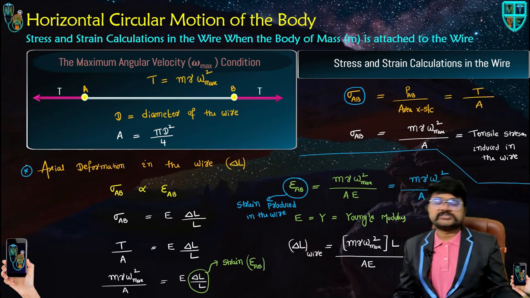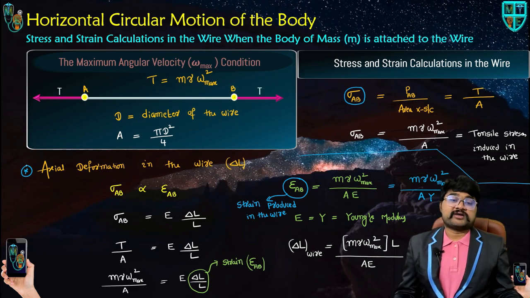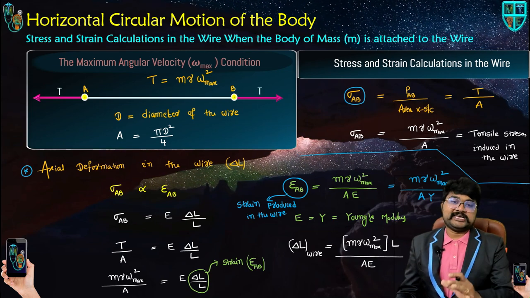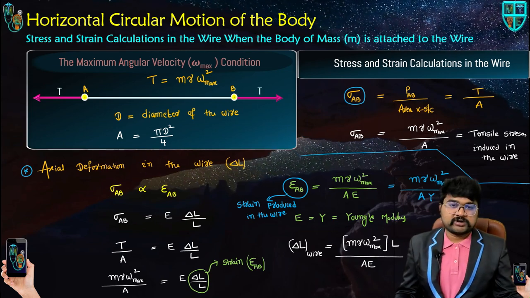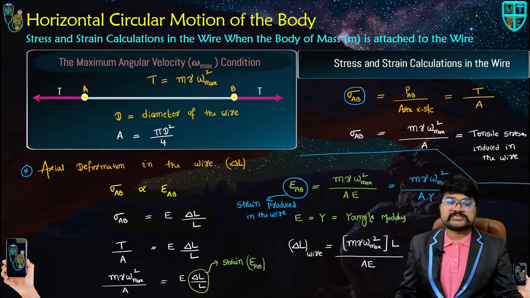So this is the way to do stress strain calculations in the wire when a body of mass m is attached to the wire and the body is in horizontal circular motion at maximum angular velocity condition.